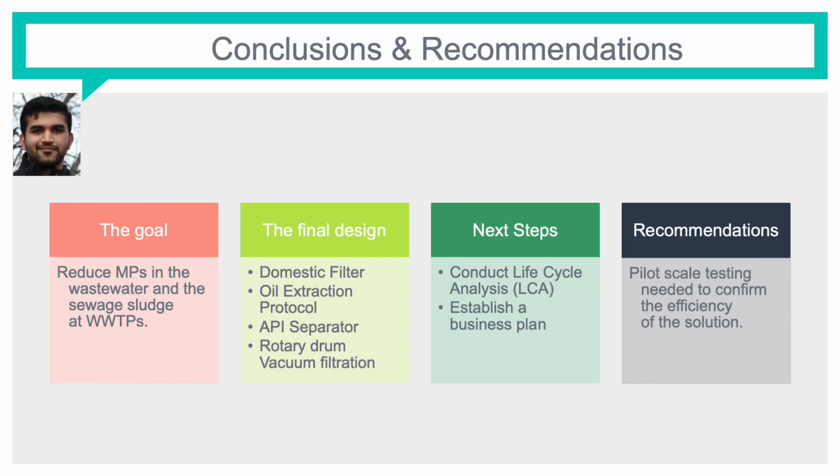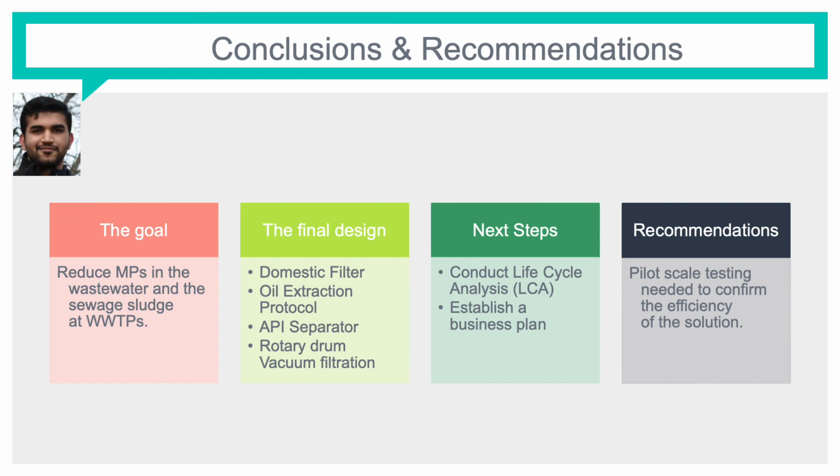In conclusion, our goal is to reduce the concentration of microplastics and microfibers in the wastewater and the sewage sludge at the wastewater treatment plants, which have a significant impact on the environment. Our final engineering design solution consists of a domestic filter, an oil extraction protocol, an API for increasing MP removal, and a rotary drum vacuum filter. Finally, the design has a microfiber removal efficiency of 96.5%, which is ideal.